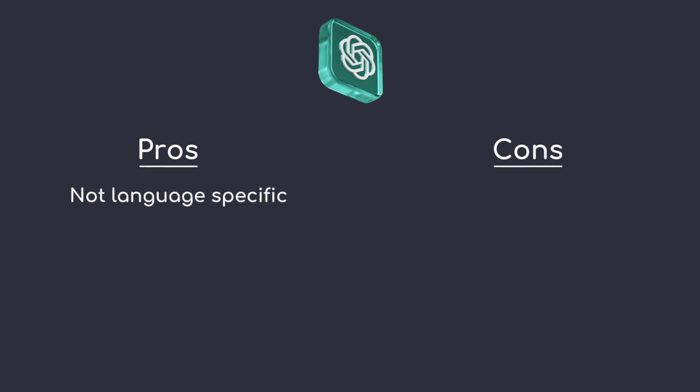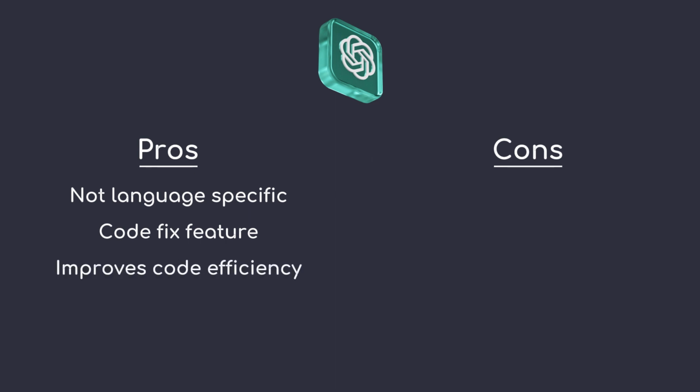ChatGPT is not language specific. It understands almost all modern programming languages, unlike traditional security scanners which are language specific. The other great aspect of ChatGPT is that it fixes the code for you, which usually doesn't exist with many security tools which only provide recommendations. ChatGPT goes beyond the traditional security approach and will add improvements to your code to make it more optimized.